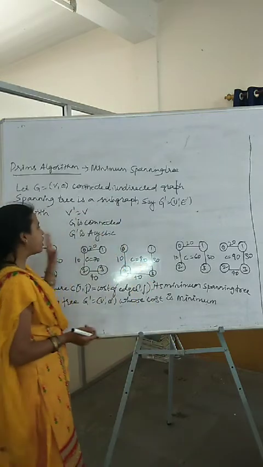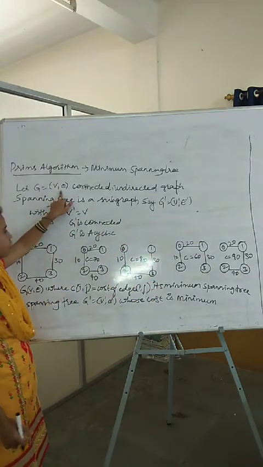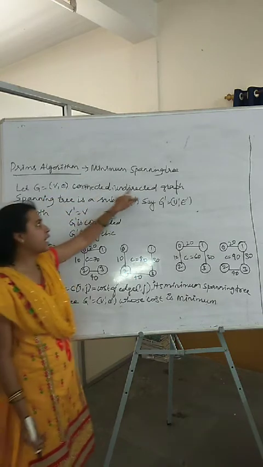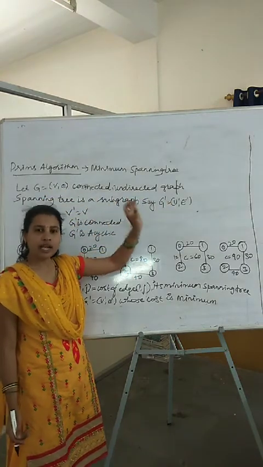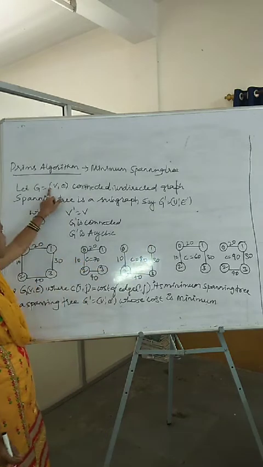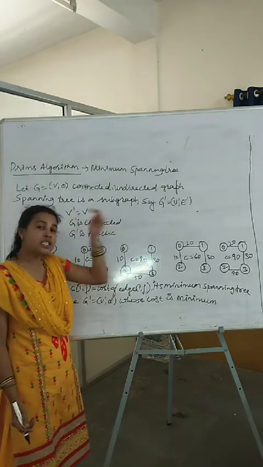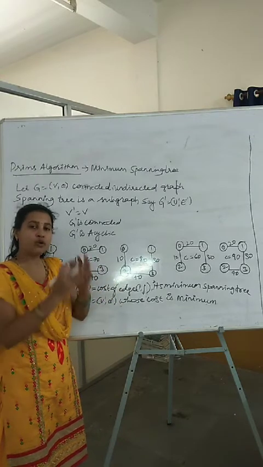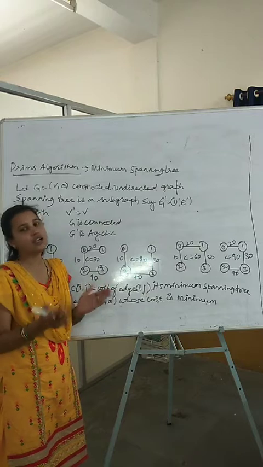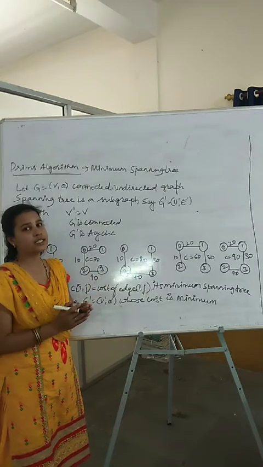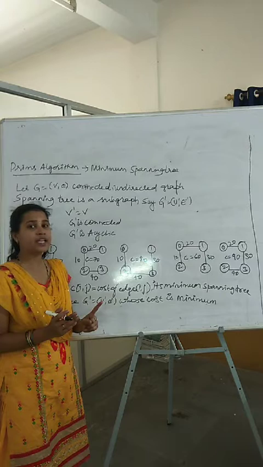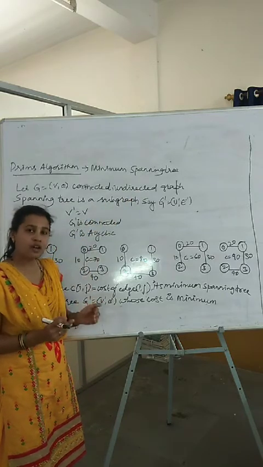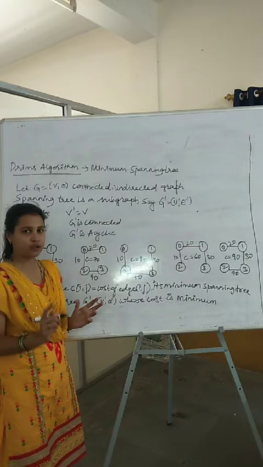Given a graph G of V comma E, where V indicates the vertices and E indicates the edges, which is a connected and undirected graph. Given a connected and undirected graph G, its spanning tree is its subgraph which includes all the vertices but not all the edges, and still remains a connected and undirected graph.